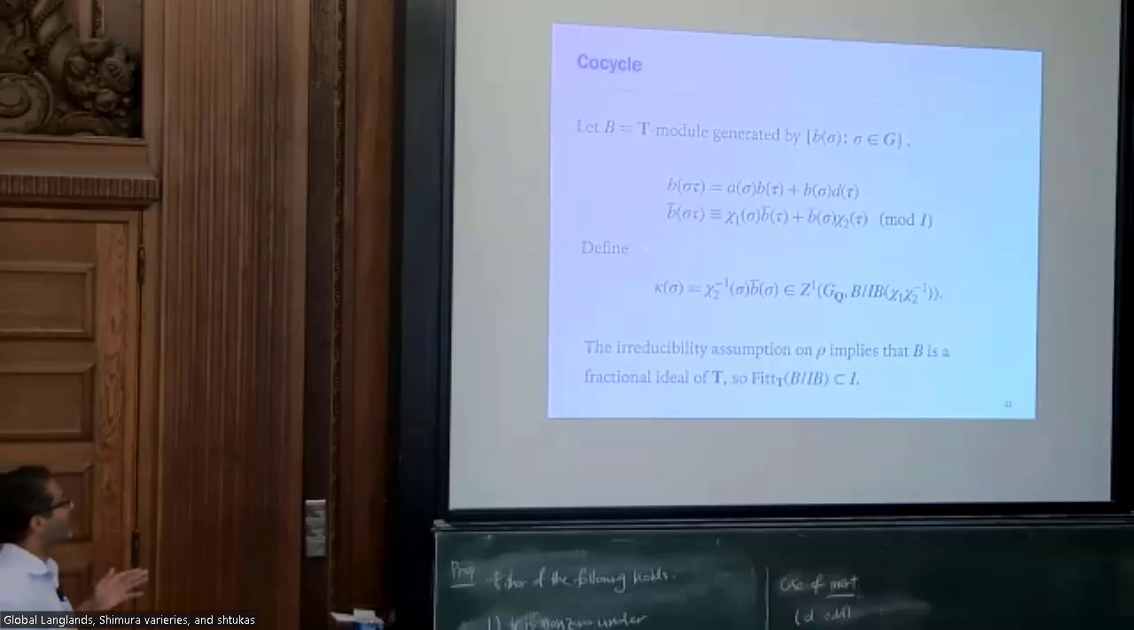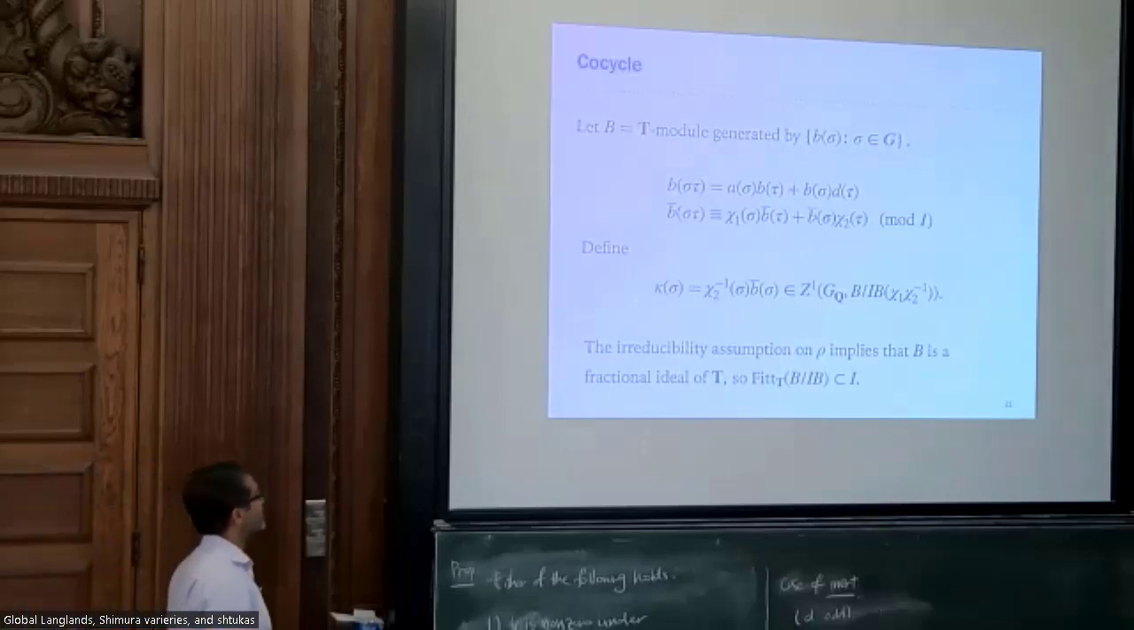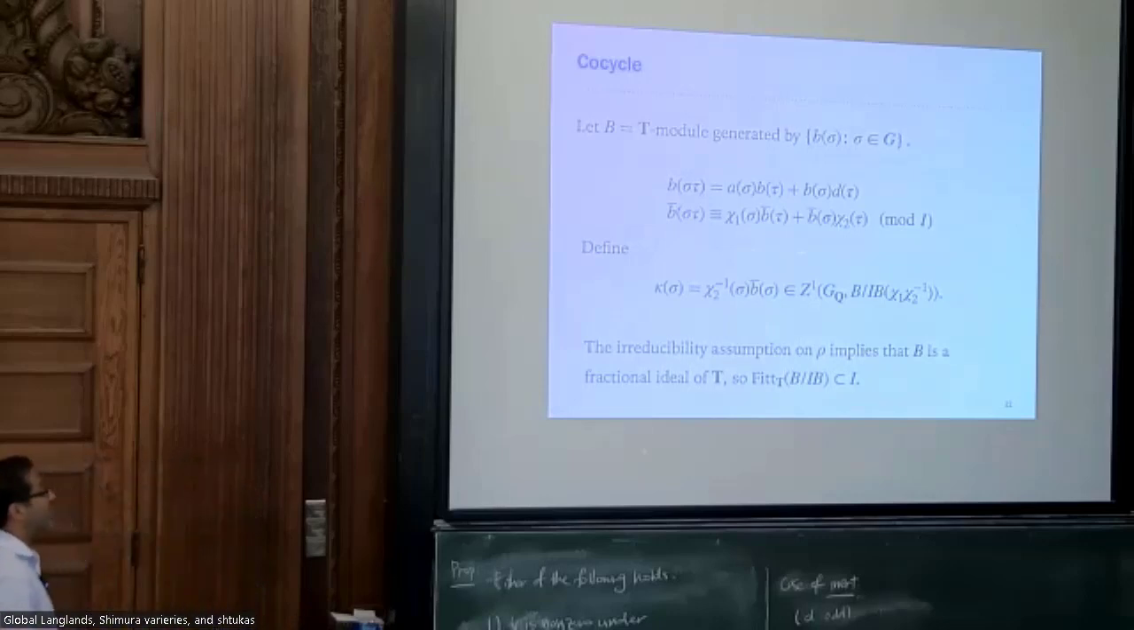If you scale this equation by chi1, chi2 of sigma inverse, I think, then you see that the function kappa you get by scaling B becomes a cocycle. This basically looks like a cocycle equation, right? If you scale it properly, then you get the exact cocycle equation. So that's your module M. It's just B mod IB.